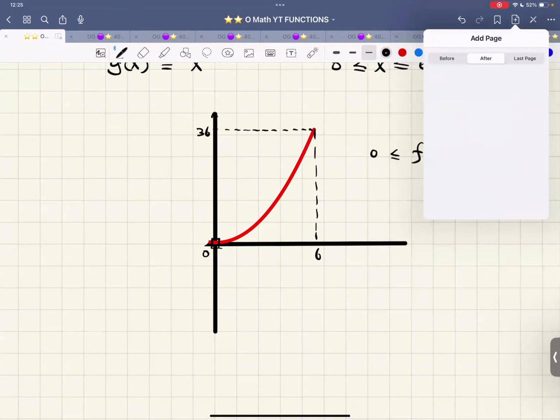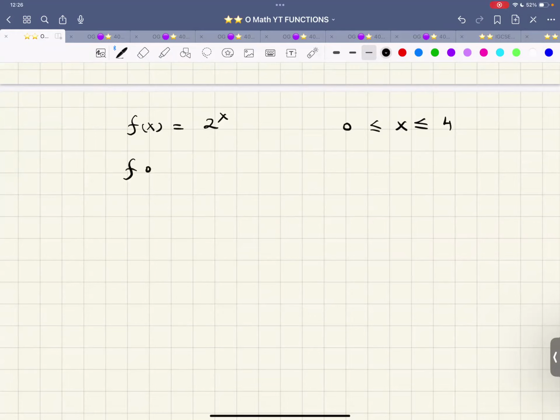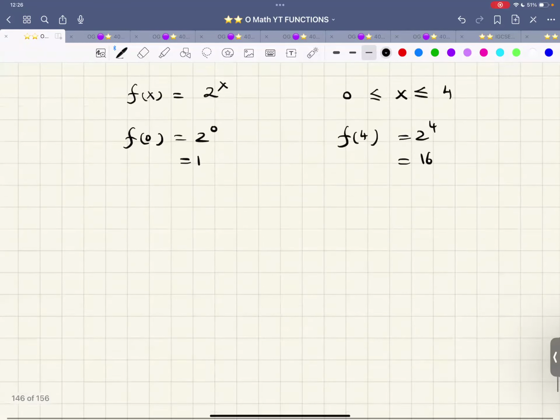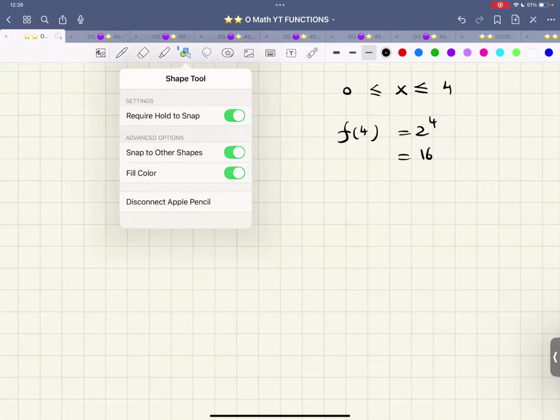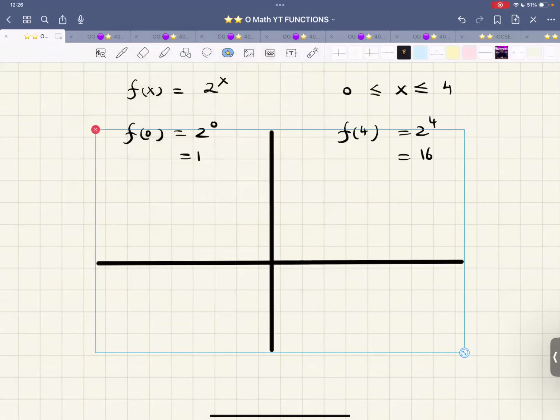Let me draw another function. Let's say f of x is equal to 2 raised to power of x, x lies between 0 and 4. F of 0 is 2 raised to power of 0, which comes out to be 1. F of 4 is 2 raised to power of 4, which is 16. There are no turning points in between. What if there is a turning point? I'll also plug that in a short while.